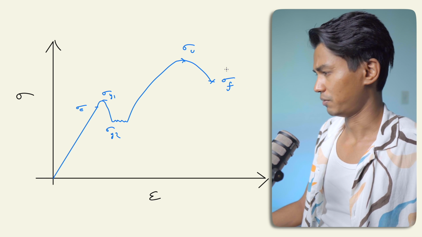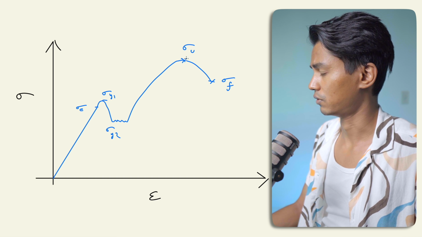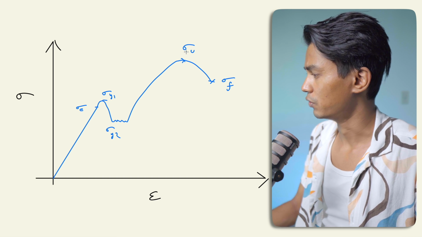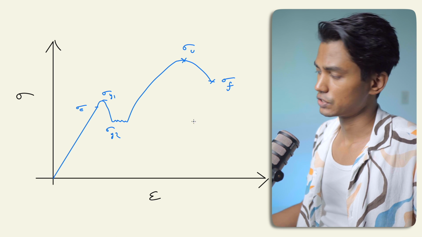This does not matter at all. All right, once you are here, you're done. So you're going to check mostly for your sigma u. So this is your mild steel.